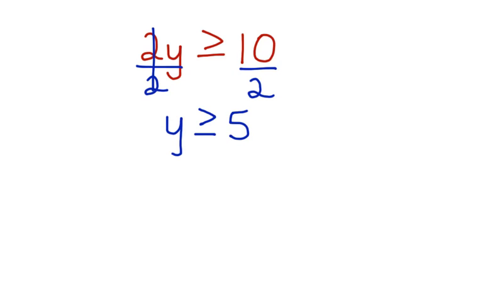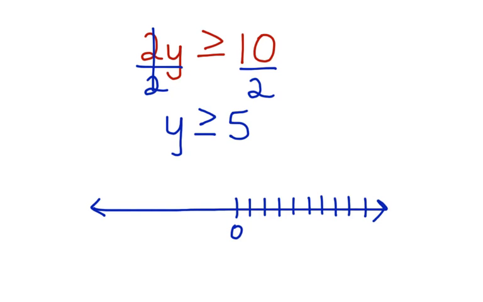Now we can also graph the solution. Let's take a look. Notice that the solution for this inequality includes 5, so I'm going to put a closed circle at 5 to start. Now the solution for this inequality is everything including 5 that is greater than 5. So now I'm going to draw my arrow this way, showing that all of these values are included in the solution for this inequality.